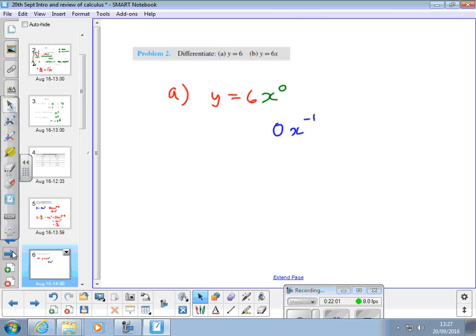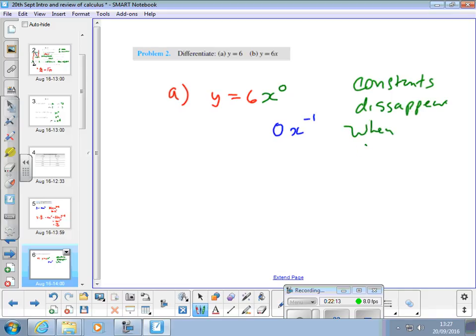So what that one is saying is constants disappear when differentiating. They disappear.